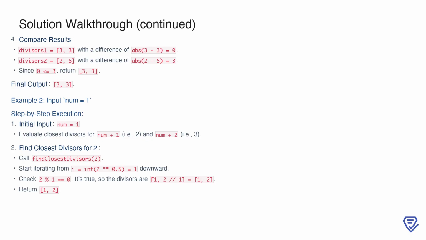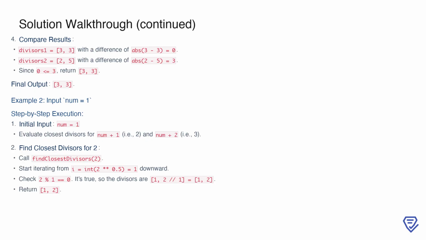Moving on to the next example, we now consider the input number equals 1. Here, we need to find the closest divisors for number plus 1 and number plus 2, which are 2 and 3. Starting with 2, we call find closest divisors and begin iterating downwards from the square root, which is 1.